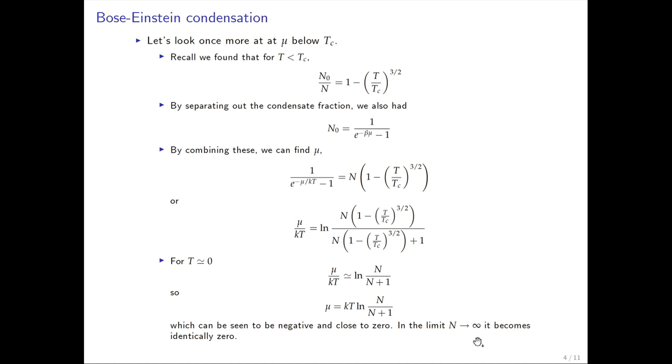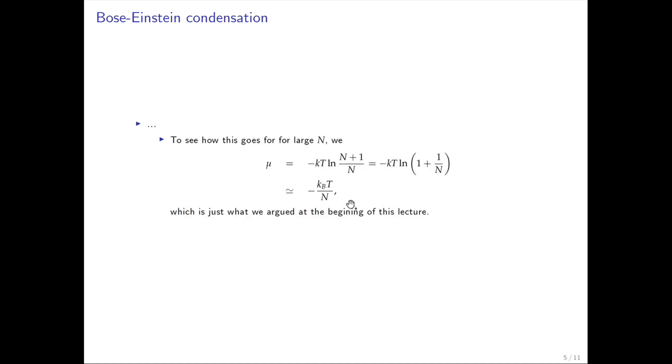Let's just see how it goes for large N. If we rewrite the argument of the logarithm as 1 plus 1 over N, then this term is going to get very, very small when N goes to infinity, and we can approximate the logarithm. The logarithm of 1 plus some small factor is that small factor. So we get this dependence for large N: in the thermodynamic limit, it's getting closer to 0 by 1 over N, and it's also getting closer to 0 linearly with the temperature decreasing. And that's just what we argued at the beginning of this lecture.